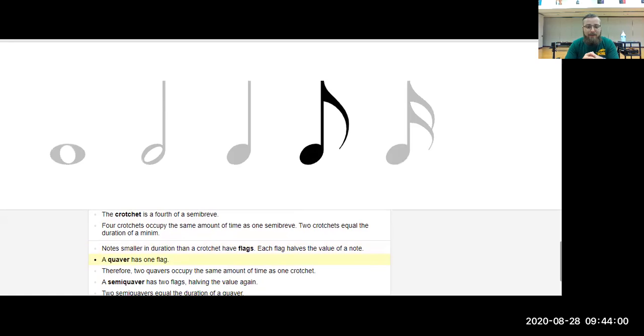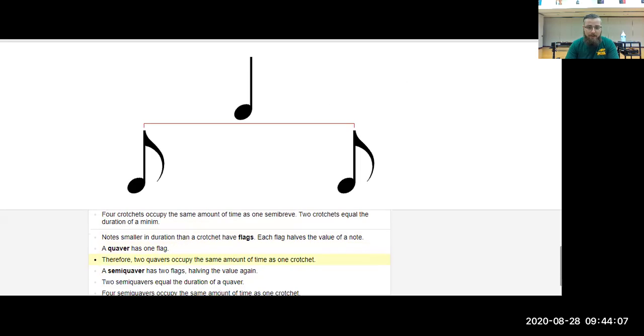All right, the eighth note has 1 flag on it. So it is worth half the value of the quarter note. Therefore, 2 eighth notes in the same amount of space is equal to a quarter note. So when you put 2 eighth notes together, it equals a quarter. It's just like math, okay? Let's keep going.